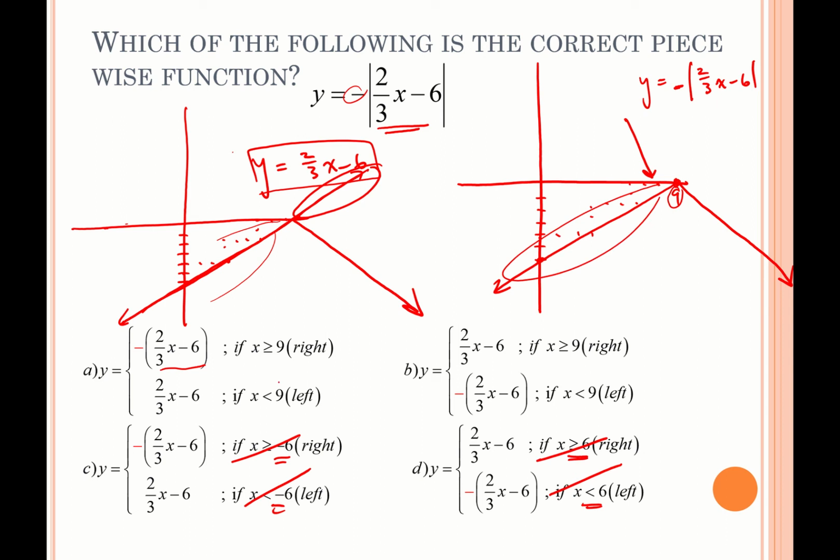So therefore, when you look at the options, you see how you have 2 over 3x minus 6 for all the options. And since it was the right side that was flipped, you put a negative sign in front of the right side. So therefore, the answer would then be A.